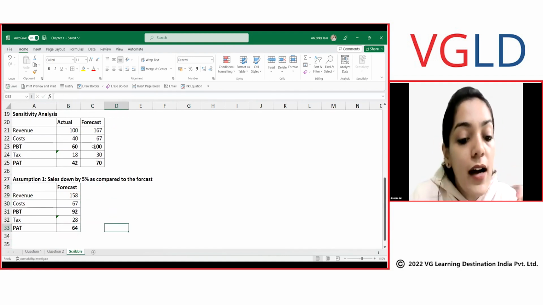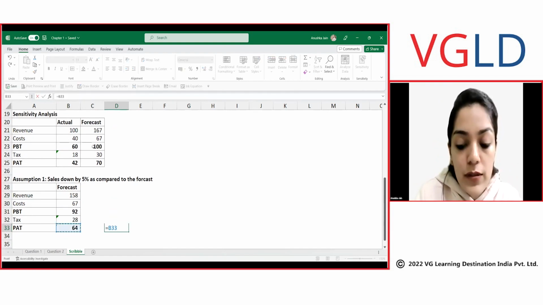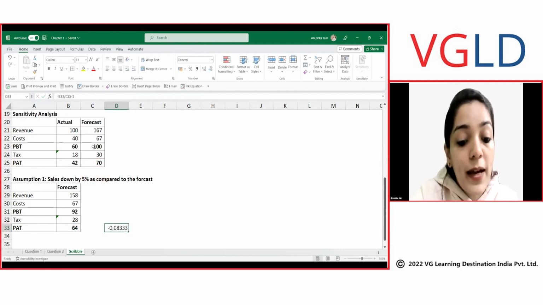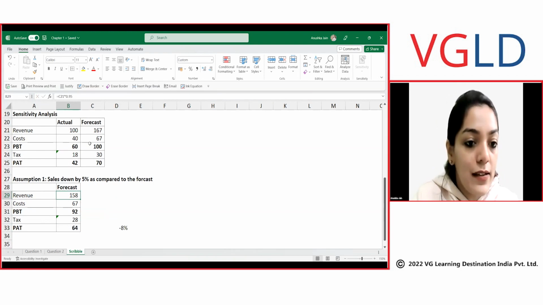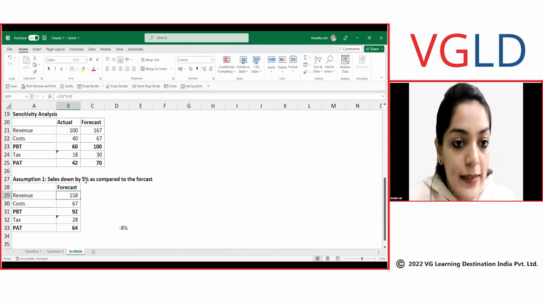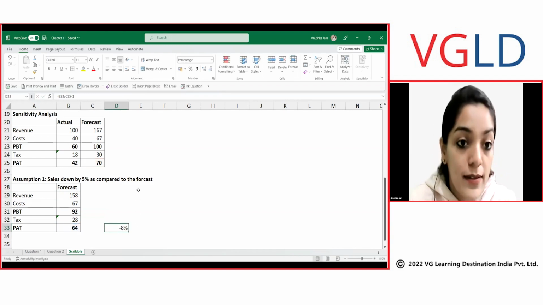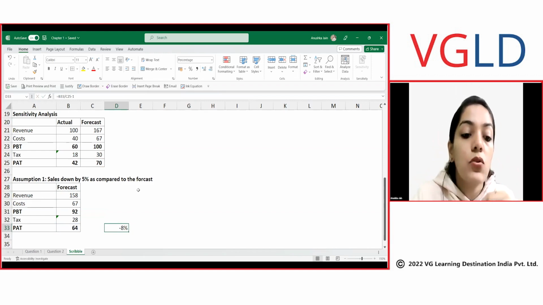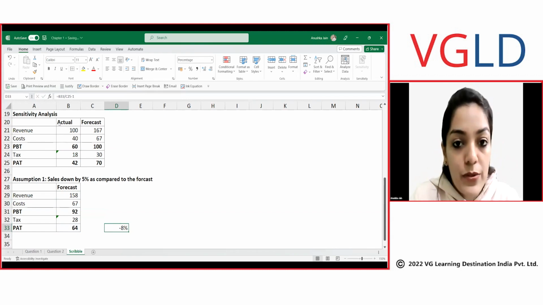What does it mean? That my profits are obviously sensitive to a change in sales. How much have the profits fallen? The profits have fallen by 8%. So with a change in sales by 5%, my profits have fallen by 8%. This is the sensitivity of profit to the change in sales. Clear? So this is assumption number 1.